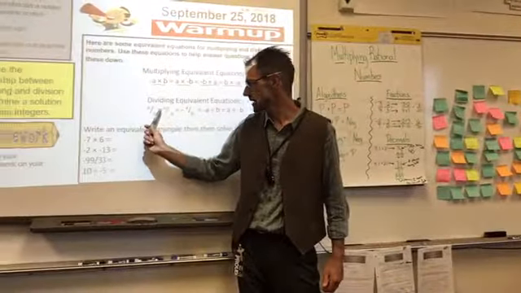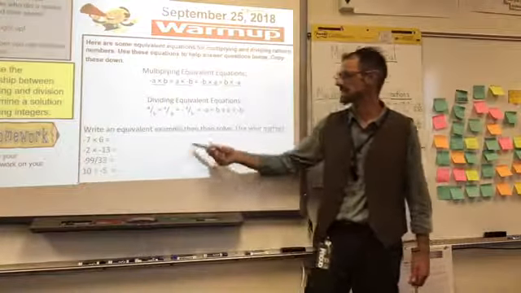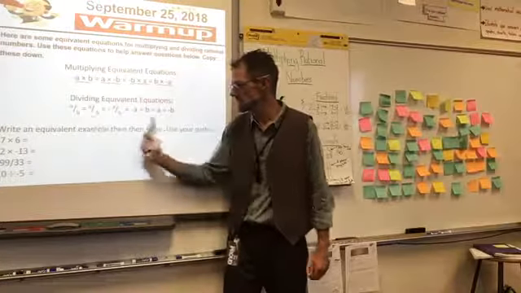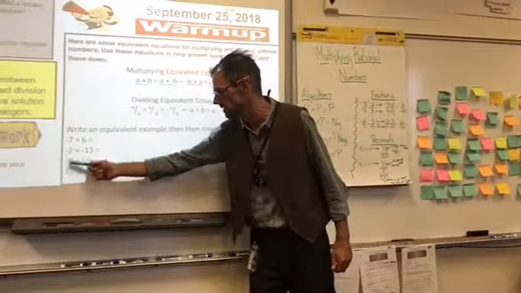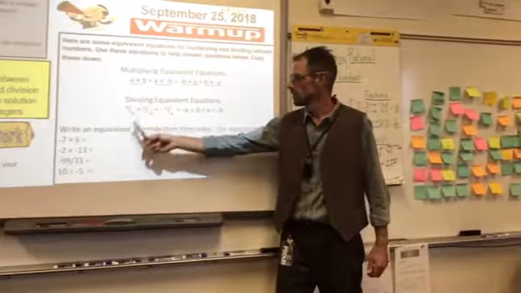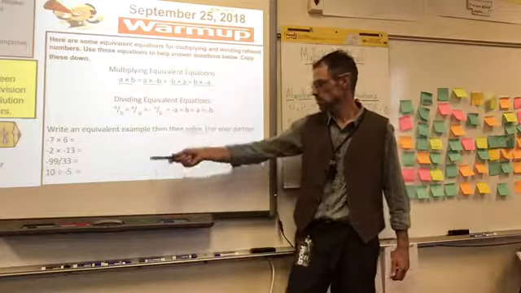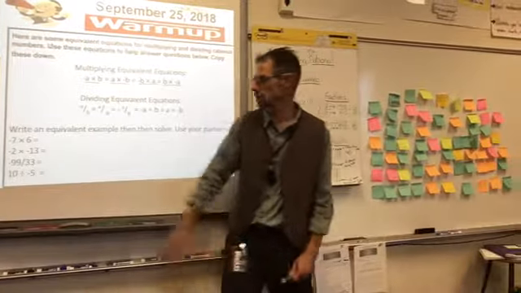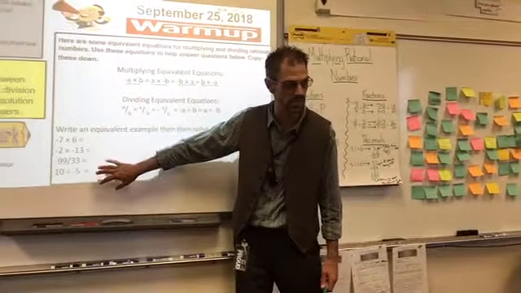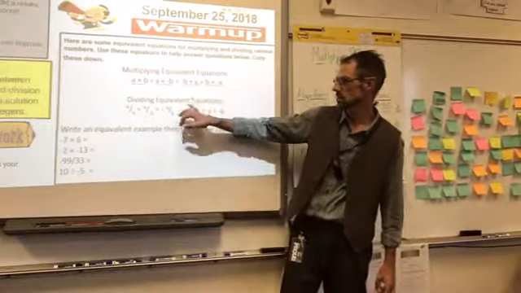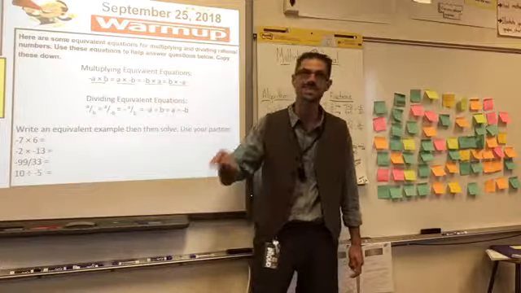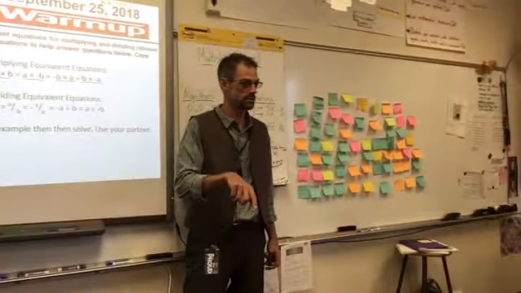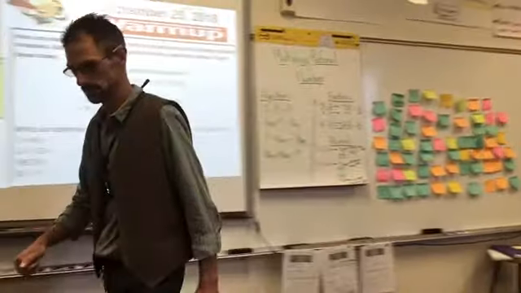So now that you guys know that, write an equivalent example, and you can use these, but you obviously have to substitute in the values for each one of these. There are two multiplication, and then there are two division. So your job, write an equivalent equation, plus then solve it. Okay? Go for it.